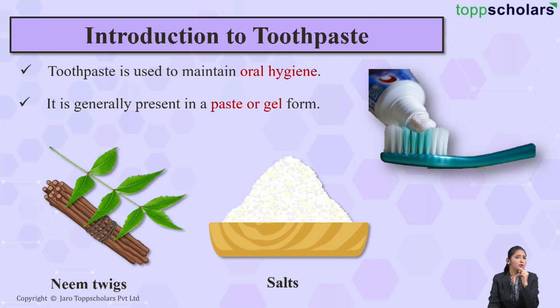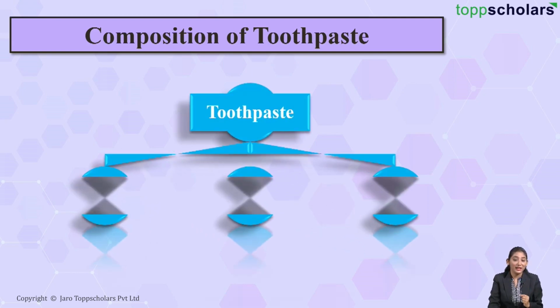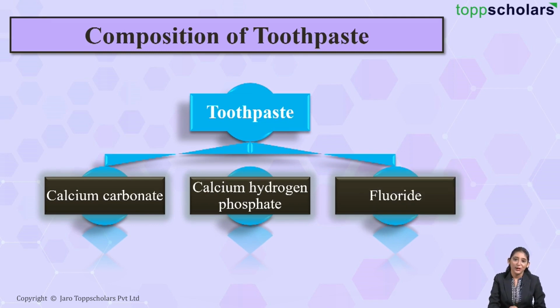But friends, what is this toothpaste actually made up of? What is the composition of this toothpaste? So friends, this toothpaste is made up of three principal ingredients, that is calcium carbonate, calcium hydrogen phosphate and fluoride. So toothpaste is made up of three principal ingredients, and what are they? Calcium carbonate, calcium hydrogen phosphate and fluoride, exactly.